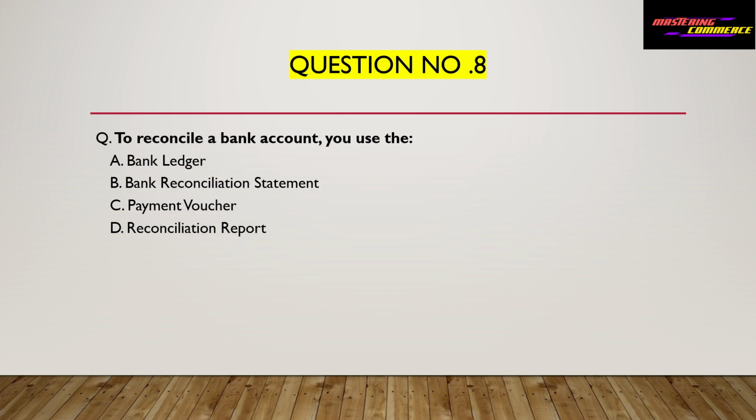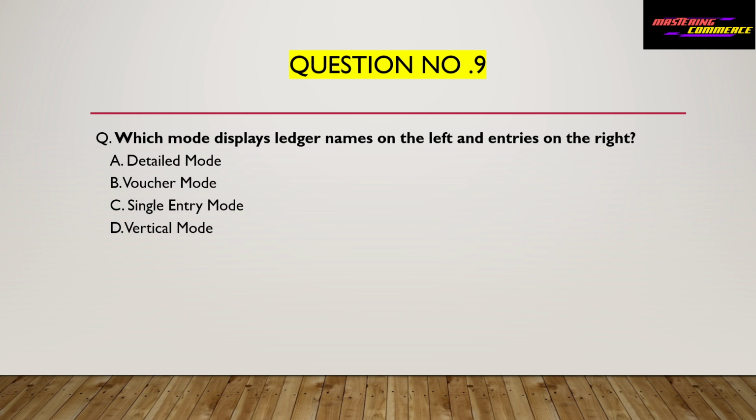Next question is, to reconcile a bank account you use. The options are bank ledger, bank reconciliation statement, payment vouchers, reconciliation report. For reconciliation we use BRS, that is bank reconciliation statement. B is the correct answer. The next question is, which mode displays ledger names on the left and entries on the right? Options are detailed mode, voucher mode, single entry mode, or vertical mode. So here the correct answer is single entry mode.